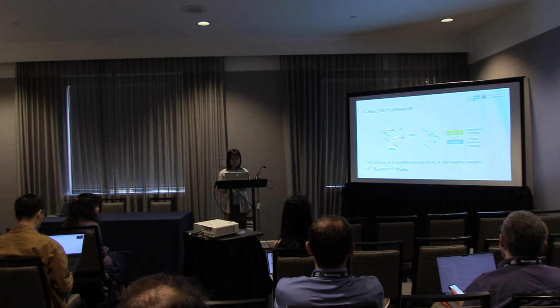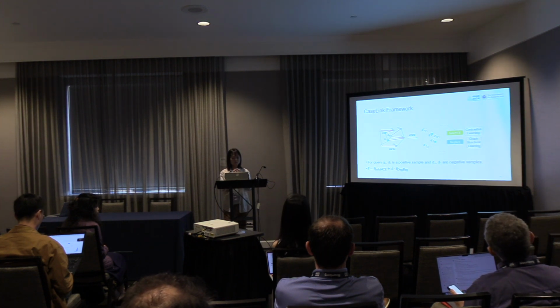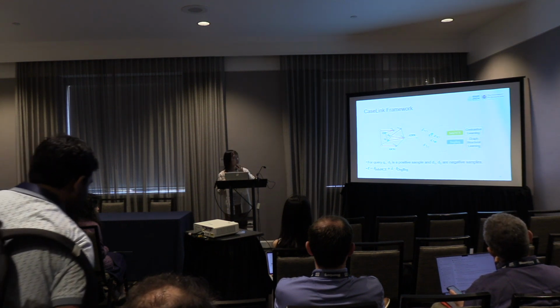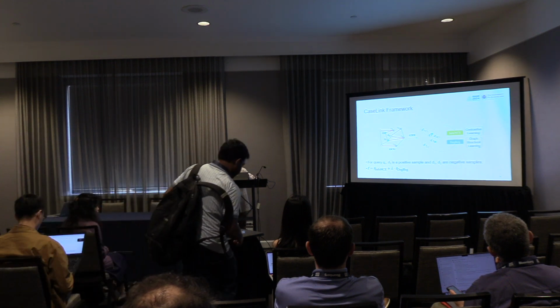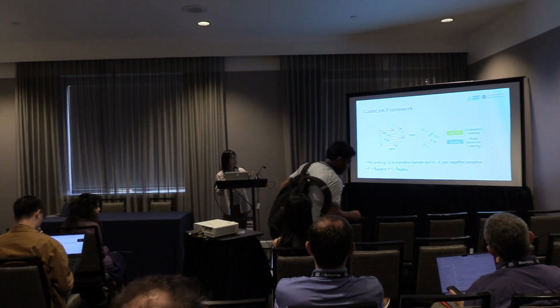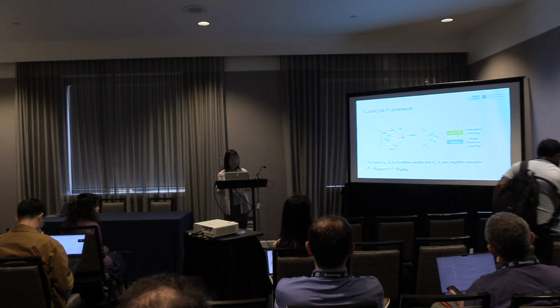And specifically, to train the CaseLink model, we use two kinds of learning method. The first is contrastive learning, and we will use the query node and the positive sample and negative sample, and then do the contrastive learning by pushing away the negative samples and bringing the positive samples closer.